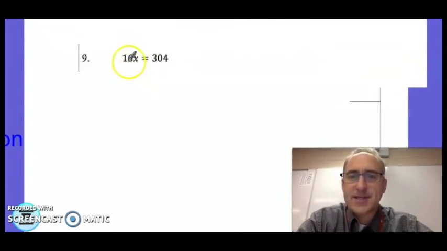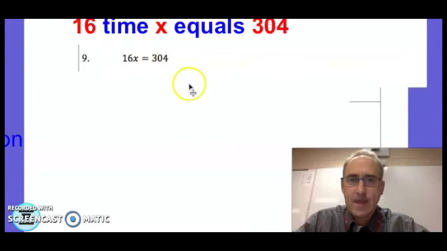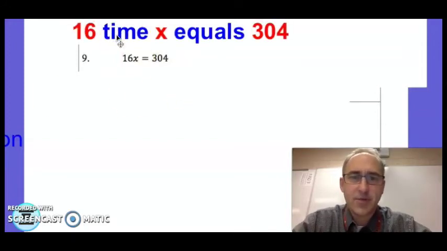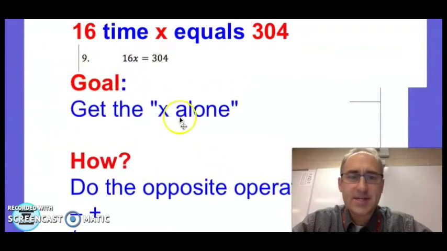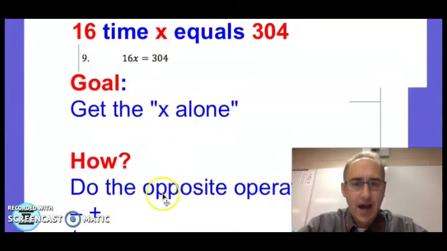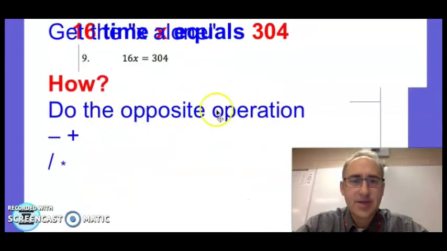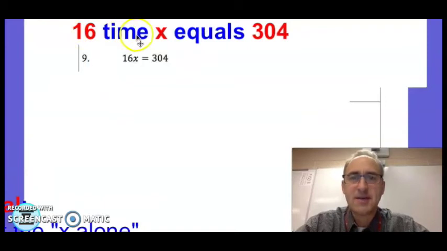Number 9 says 16 times x equals 304. I like this written out so that I can remind myself what's happening here between the 16 and the x. Again, what's my goal? My goal is to get x alone. How do I do it? I do the opposite operation. So when I write it out like this, 16 times x, I'm reminded that the operation here is times.